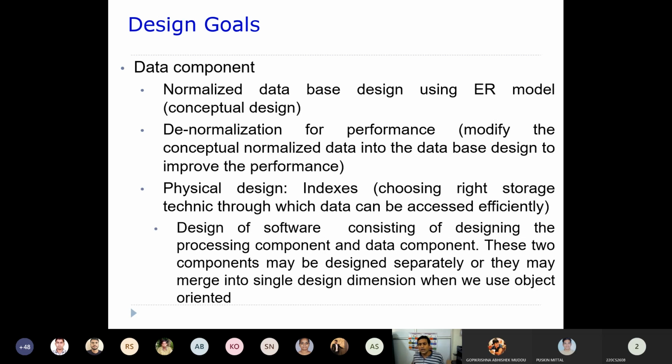Okay, and once you have designed this ER model, the entity relationship model, right? Once you have designed that, then you apply denormalization. Applying denormalization means you modify this conceptual normalized design into the database design. Whatever ER model or conceptual design you got, now you try to convert that conceptual design model into some database design.